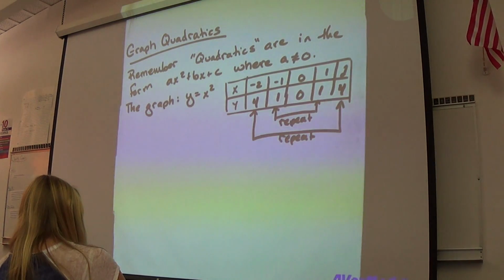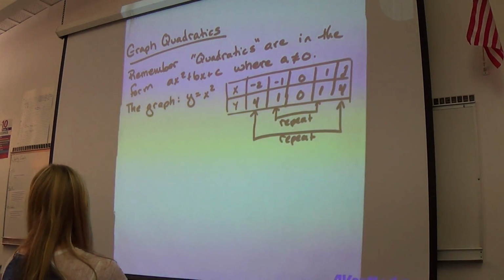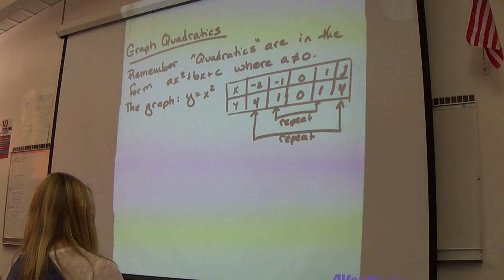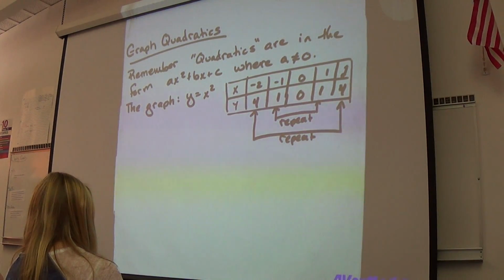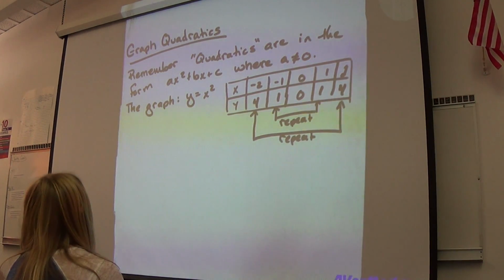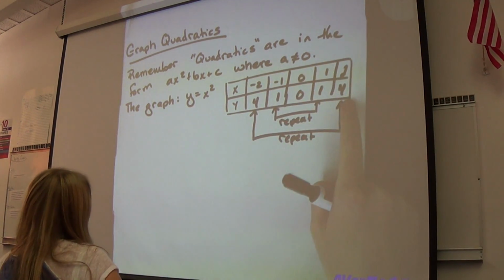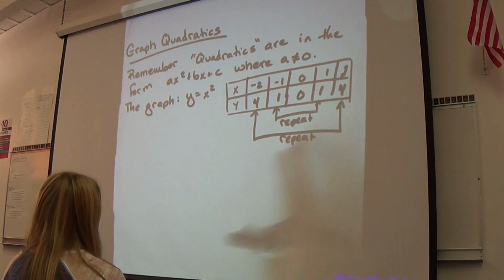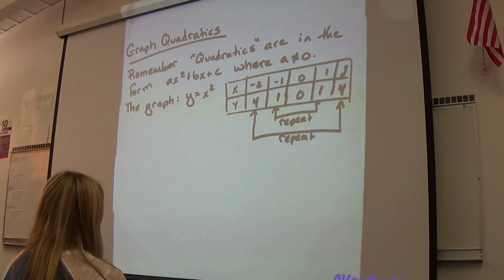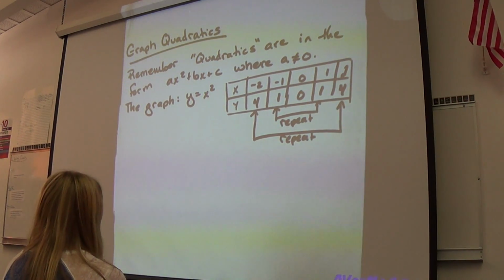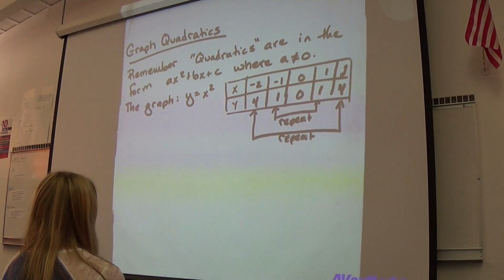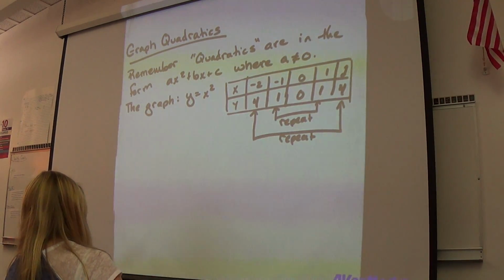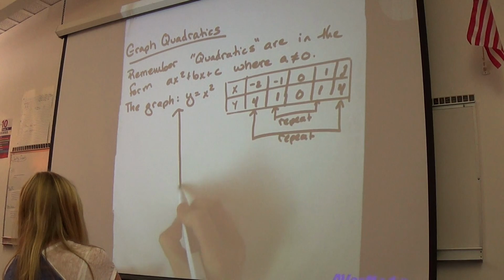What caused the repeat of the answers? Yeah, if I square a negative, I get the same answer as if I squared a positive, right? So I'm going to have this duplication because you're squaring. That's what that squaring property gives you. So I'm no longer going to have a line. The lines are gone. At this point, I'm going to have something different. So let's go ahead and plot these and see what they look like.